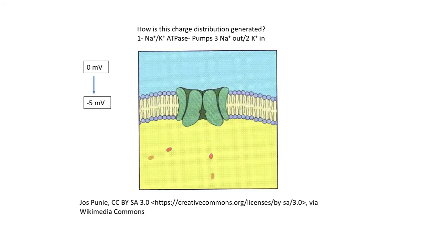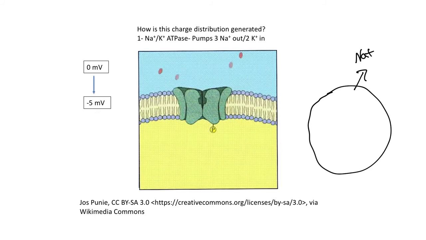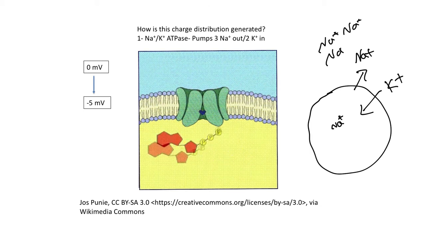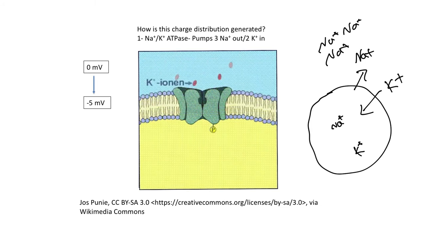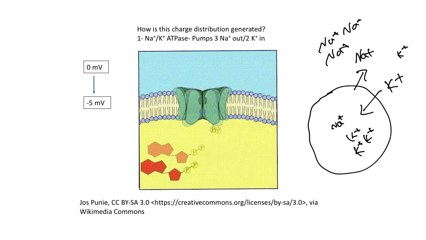So let's draw it to see what it means. If this is a cell, this pumps sodium out of the cell and potassium inside the cell. So you're going to have not many sodiums inside, but lots of sodium ions outside. And then you're going to have lots of potassiums inside and few potassiums outside. So it generates a concentration gradient across the cell membrane.